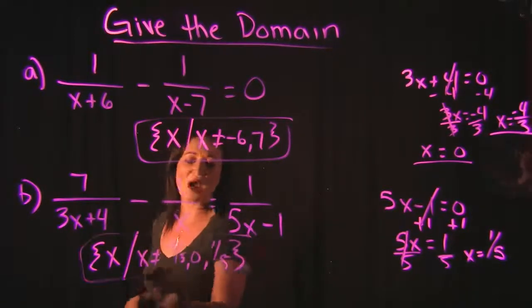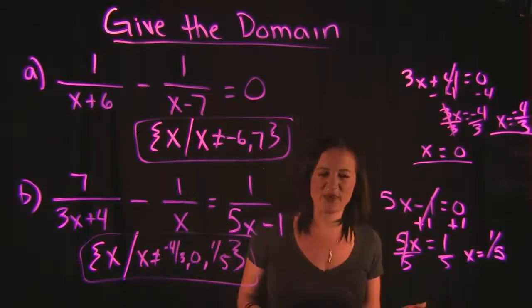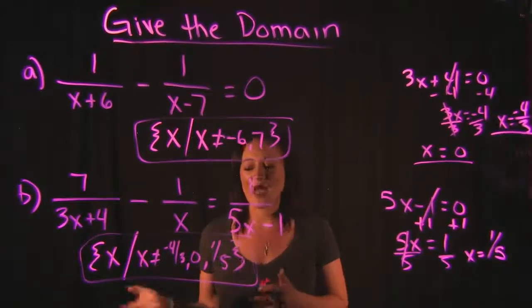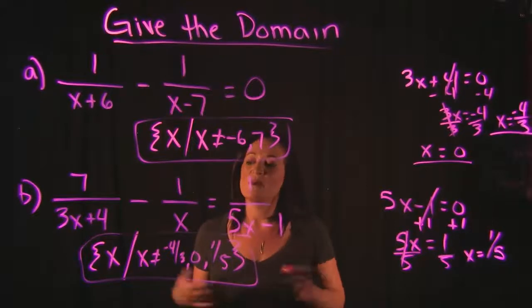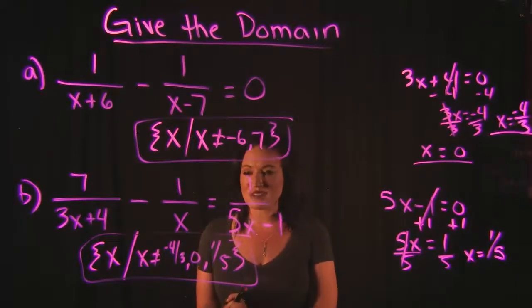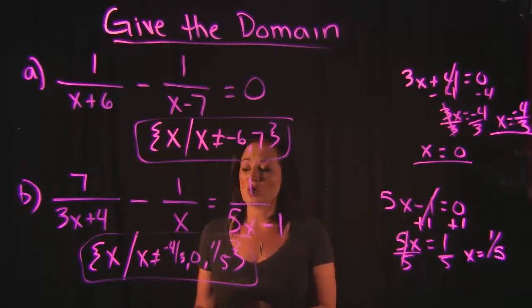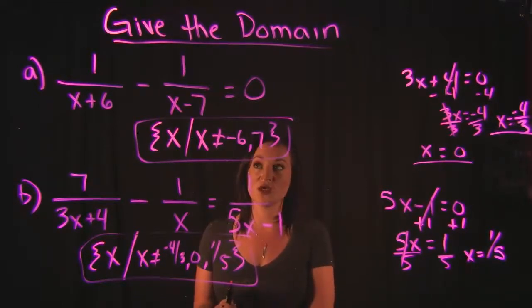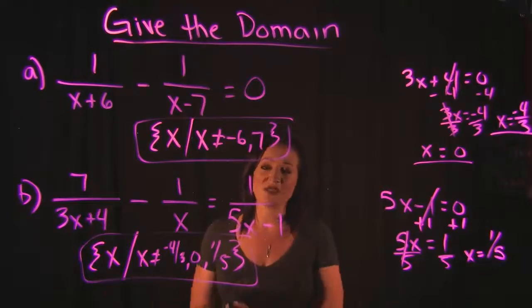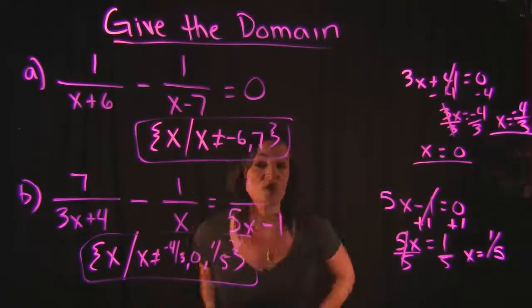Make sure you do write your answers in order from smallest to biggest. That's just proper form. They like to have it from smallest to biggest. But otherwise, with these kind of examples here, again, just set your denominators equal to 0 and solve, and those are going to be your holes in your domain. Otherwise, your domain is equal to everything else except for those numbers.